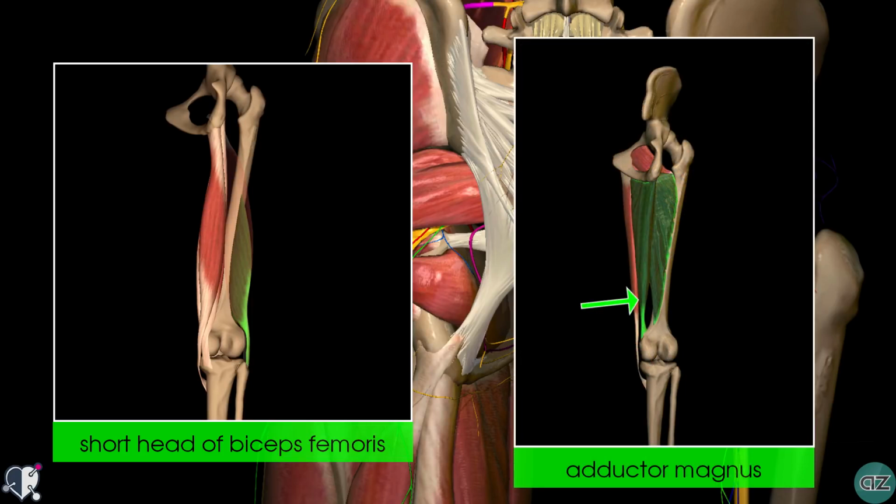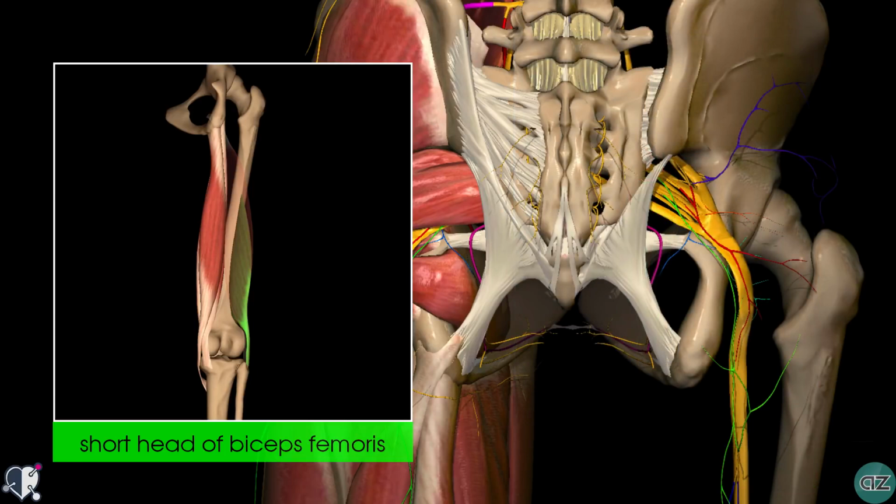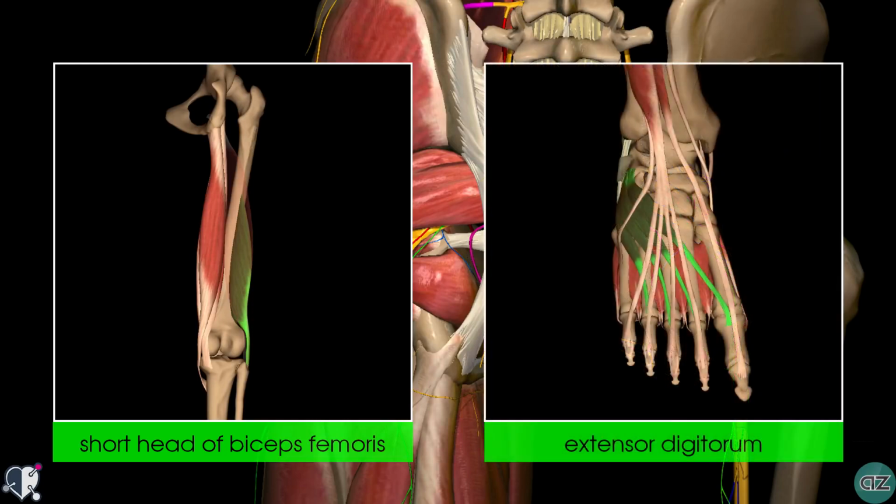Additionally, the tibial portion innervates all muscles in the posterior compartment of the leg, and all muscles in the sole of the foot. The common fibular portion innervates the short head of the biceps femoris, and all muscles in the anterior and lateral compartments of the leg, and it also innervates the extensor digitorum brevis muscle.